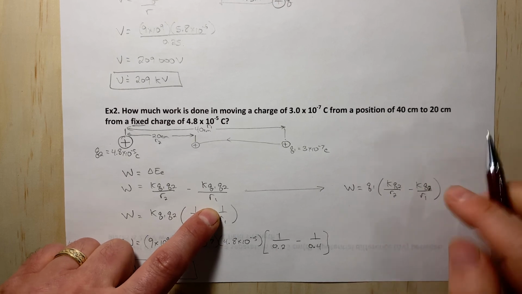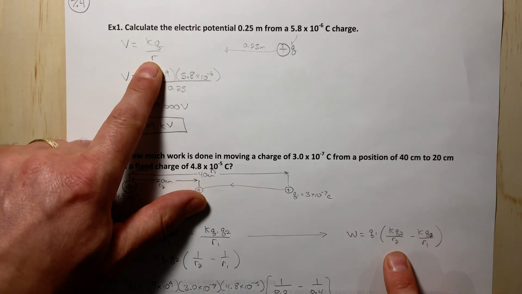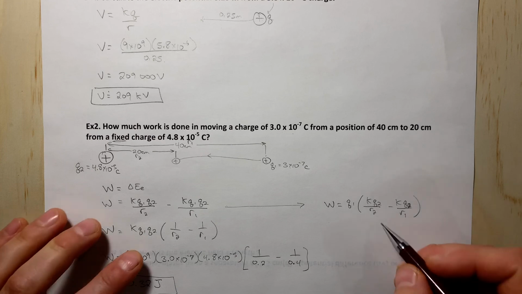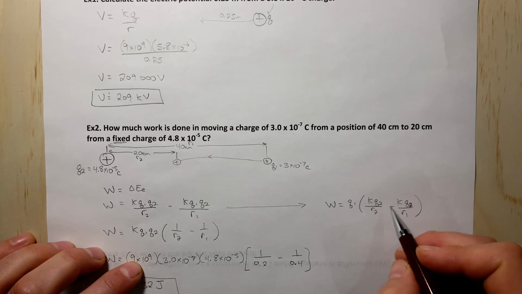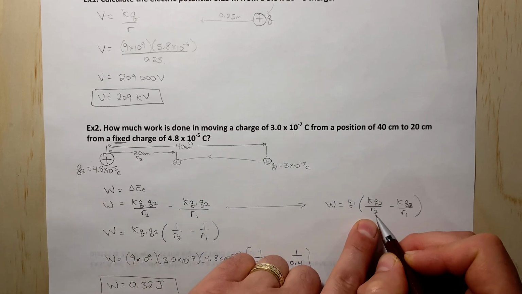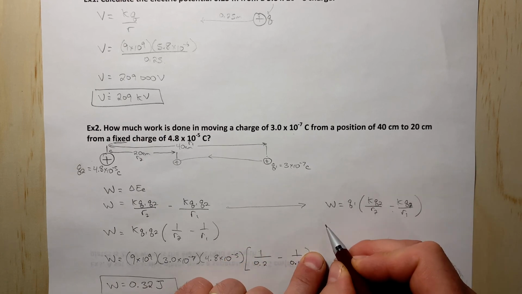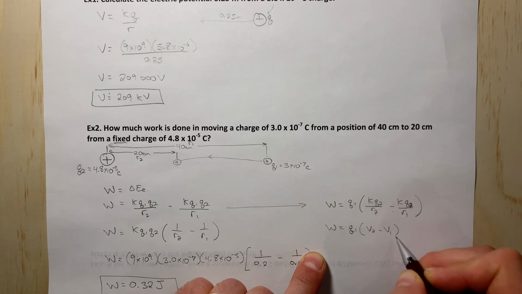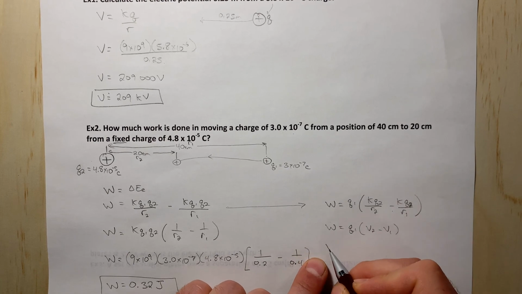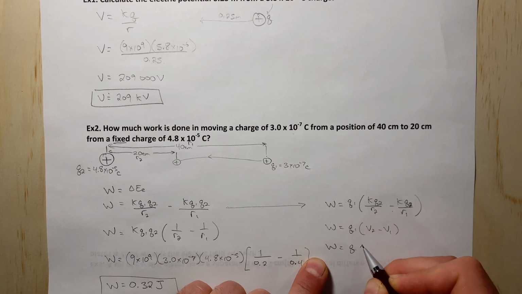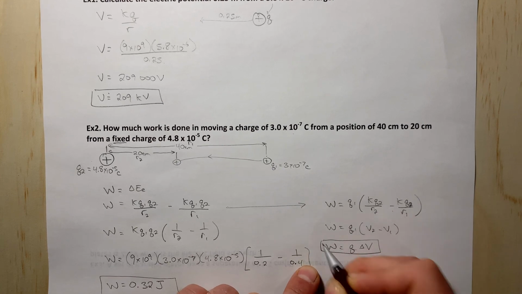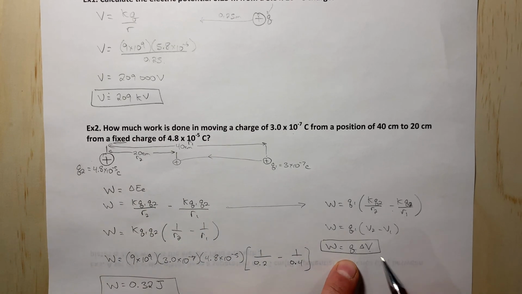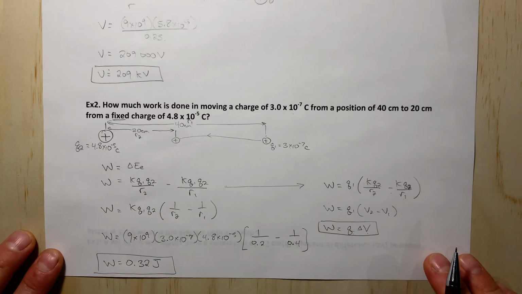This thing right here, if you look at this equation up at the top, K Q over R is V. That's voltage or electric potential. This is the potential at position 2 minus the potential at position 1. So work really is Q1 times voltage 2 minus voltage 1, or potential 2 minus potential 1. That is Q delta V. You will see this version sometimes as well. So work is change in energy. Work is also Q delta V. Sometimes you'll see that. I just wanted you to notice that as you go through the work.